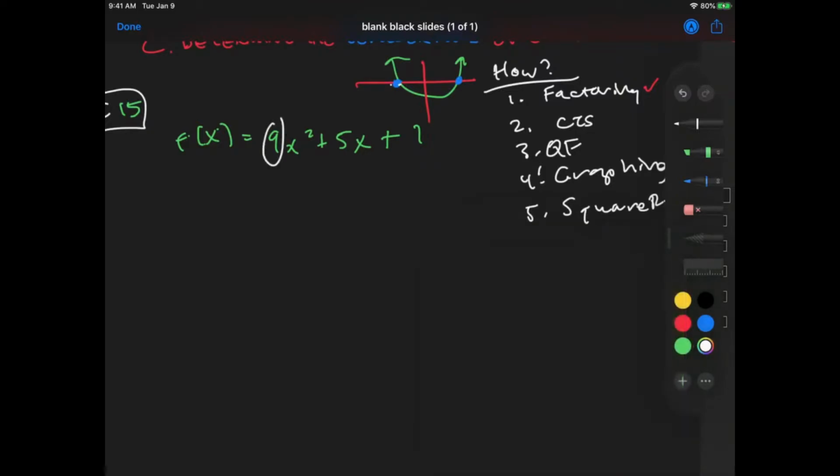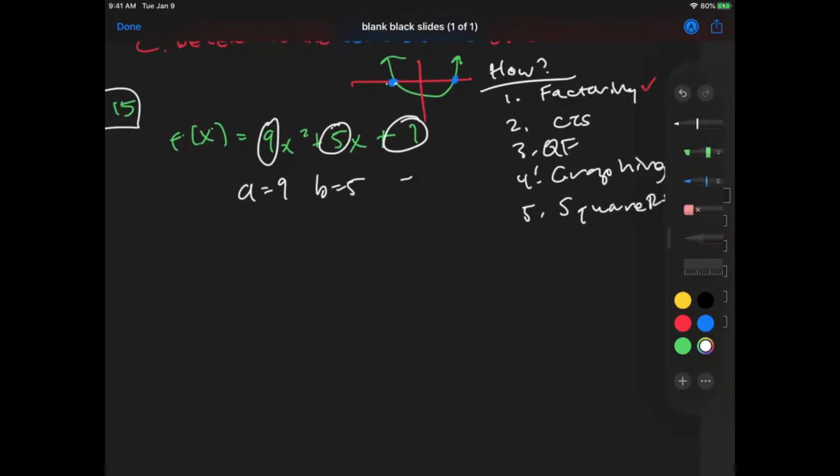I'm going to identify my A, B's, and C's. A is 9, B is 5, and C is 1. Now, you definitely want to make sure that it doesn't matter if that's f of x, y, g of x, but you definitely want no number over there, because over here in green on the right side, that is standard form. Let's see if we can do this one by factoring.